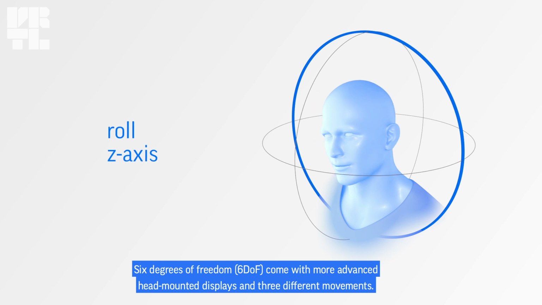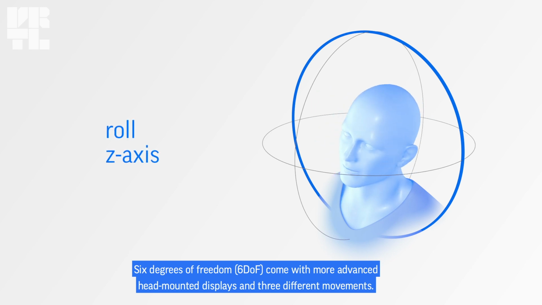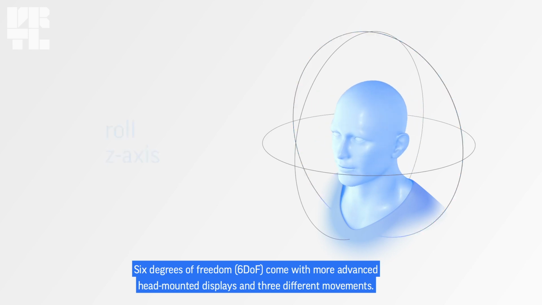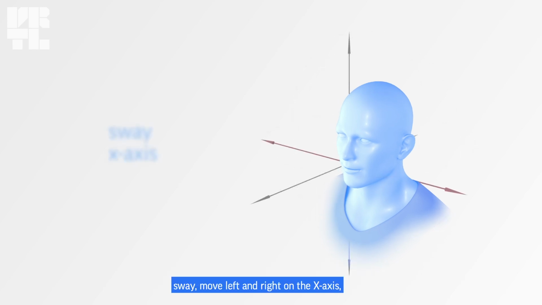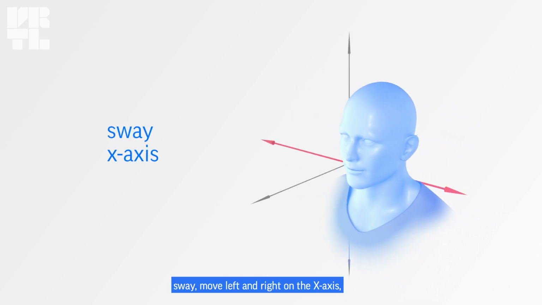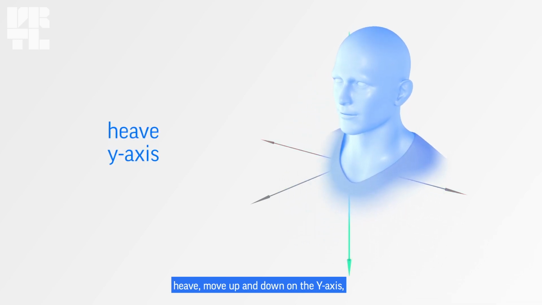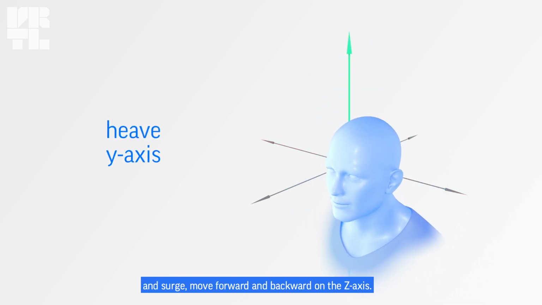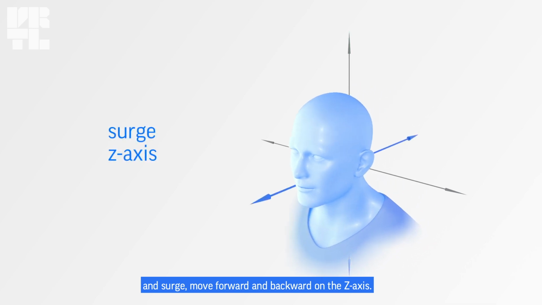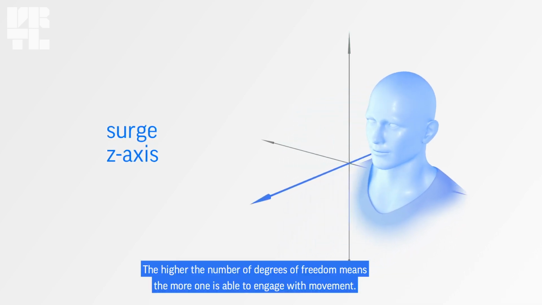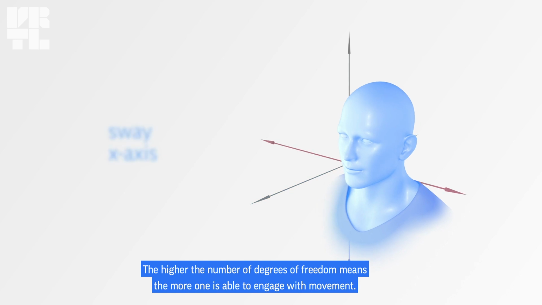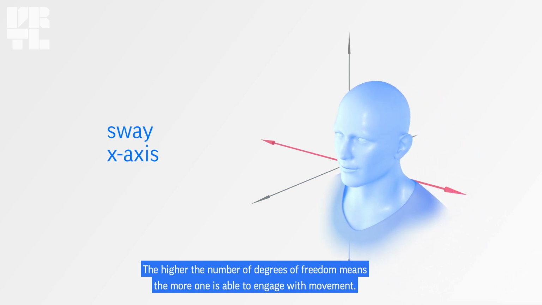Six degrees of freedom, 6 DOF, come with more advanced head-mounted displays and 3 different movements. Sway, move left and right on the x-axis. Heave, move up and down on the y-axis. And surge, move forward and backward on the z-axis. The higher the number of degrees of freedom, the more one is able to engage with movement.